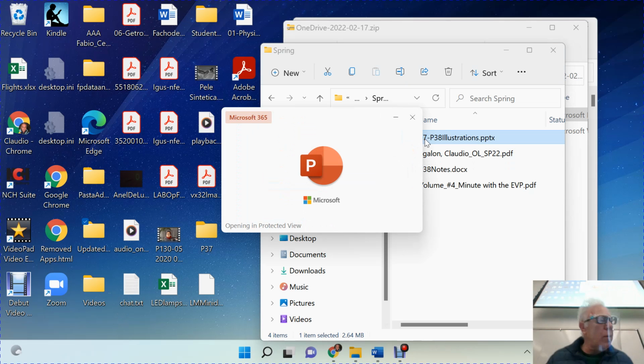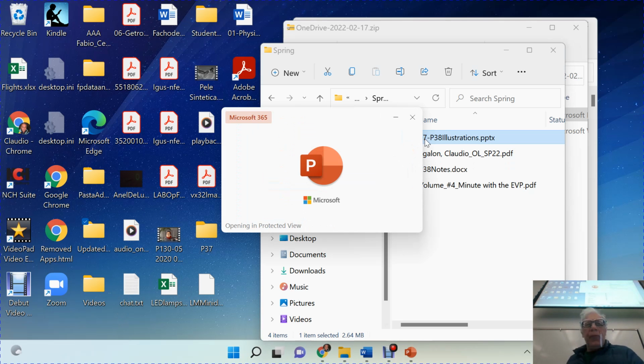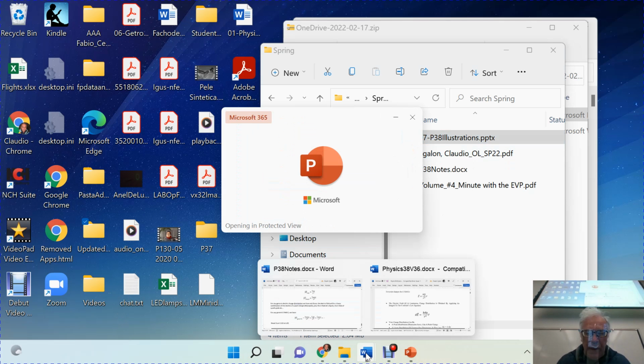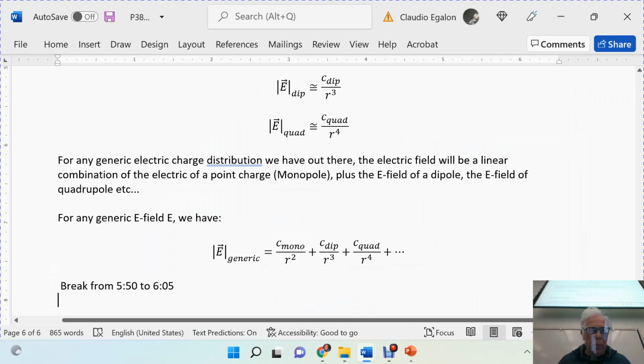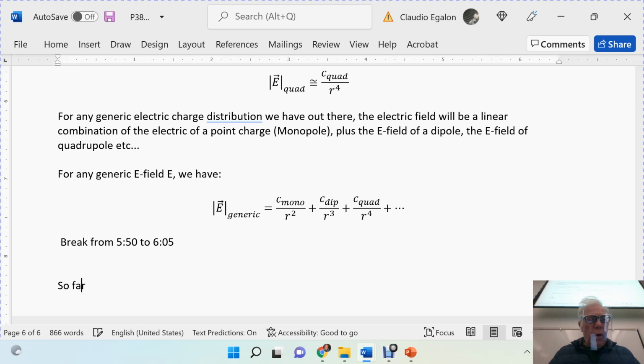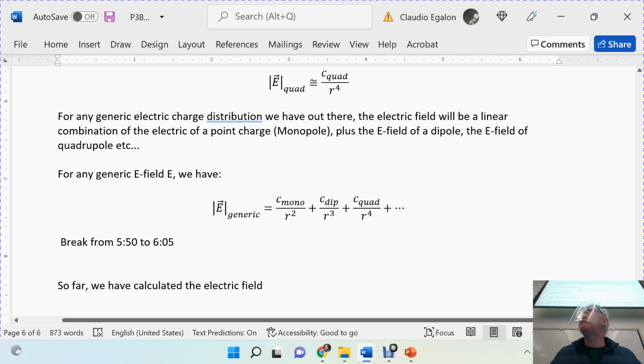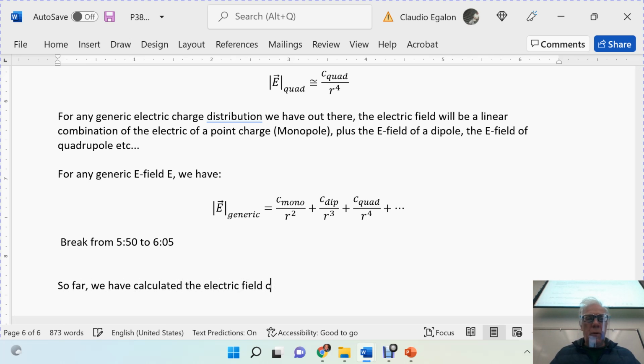And so we are going to go to the next step now. Let me explain what we did so far. So far, we have calculated the electric field of a distribution of point charges.